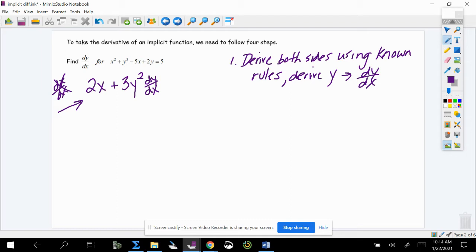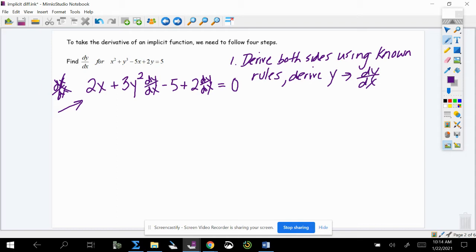So that's why it is not necessary when you're deriving an x term, but it will be necessary when you're deriving a y term. Then the derivative of negative 5x is negative 5. Then the derivative of 2y is 2 dy over dx, again, because you're deriving a y term. And then your equal sign. And then the derivative of 5 is 0. So that is step one.